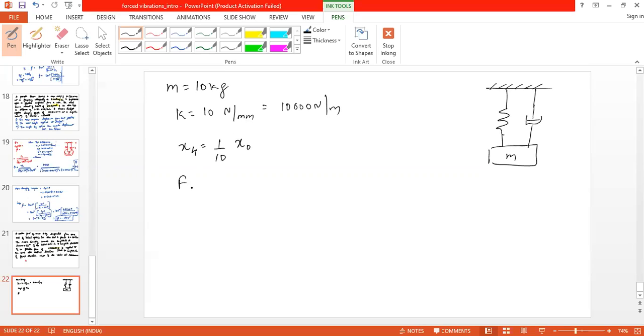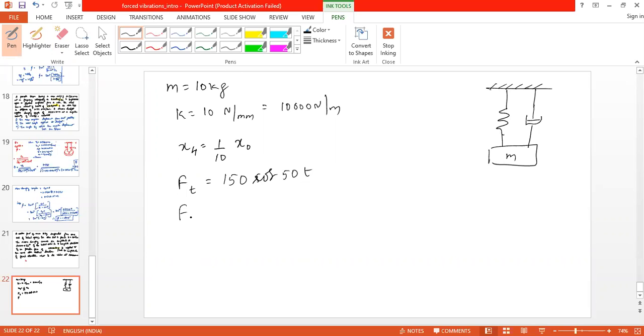And here this is Ft, the force is F0 cos 50t. Sir, here it is 150 cos, not F0. The force is 150 cos 50t. Okay.